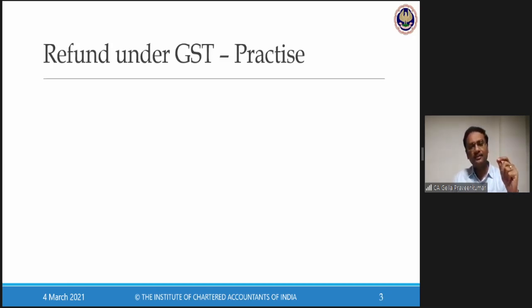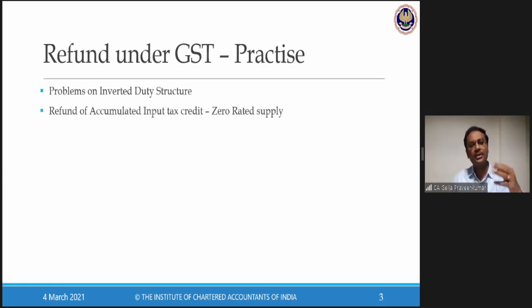So what I felt, let me take a couple of examples on problems revolving around inverted duty structure, and on problems revolving around your accumulated input tax credit, which is in relation to zero rated supply. I'll take a couple of problems so that you can understand this topic better from your examination point of view. Now, let me come to my Excel file.